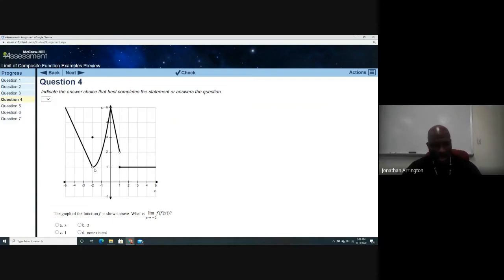Now we're going to see if the outside function is continuous at 1. Again, the outside function is the same function. But look at 1, once again, we have this jump discontinuity. So it's not continuous at x equals 1. So therefore, we look at how it's approaching the limit on the inside.